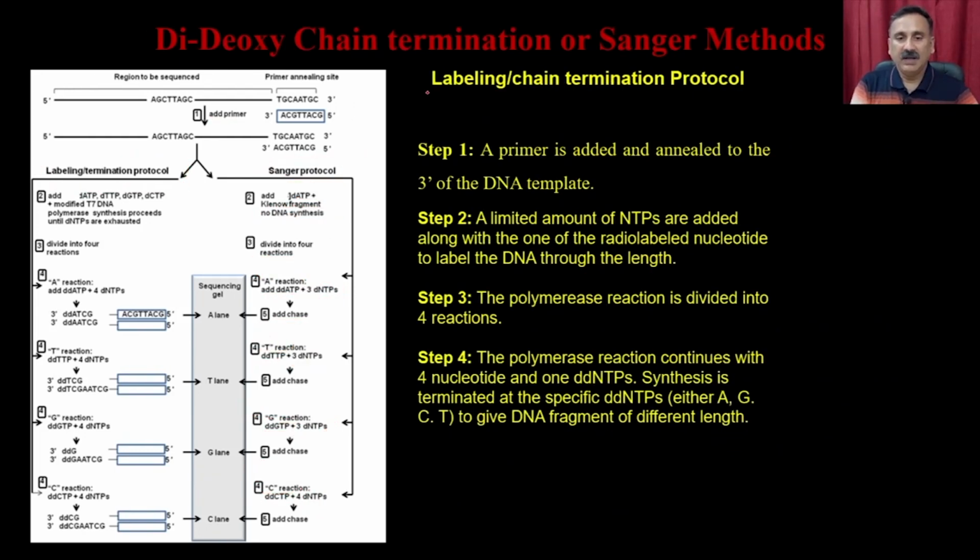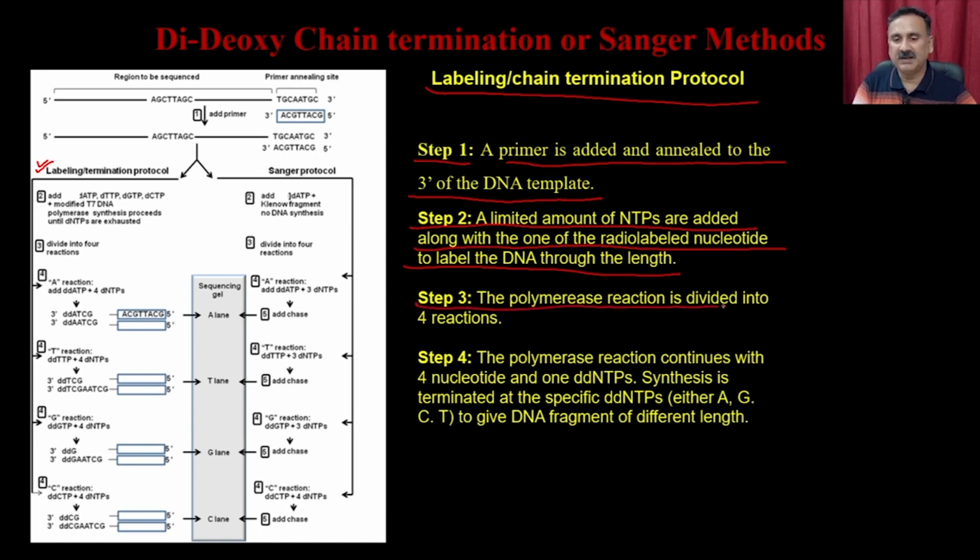In the labeling and chain termination protocol, in step 1, a primer is added and annealed to the 3' end of the DNA template. Then in step 2, a limited amount of NTPs are added along with one radiolabeled nucleotide to label the DNA throughout its length. Then in step 3, the polymerase reaction is divided into the 4 reactions, just as we discussed here.